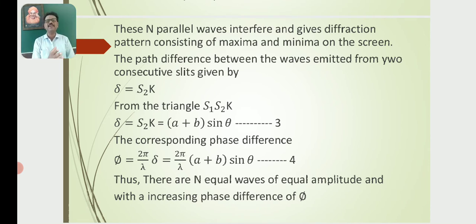We know the relation between phase difference and path difference: phi is equal to 2 pi by lambda into delta, which is equal to 2 pi by lambda into (a plus b) sin theta. Let this be equation number 4. Thus, there are n waves of equal amplitude with an increasing phase difference of phi.